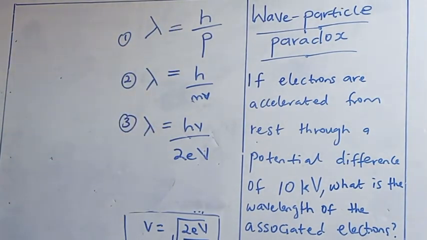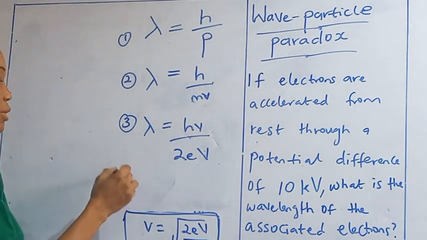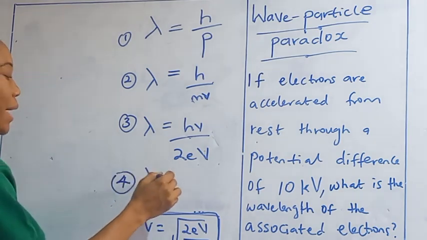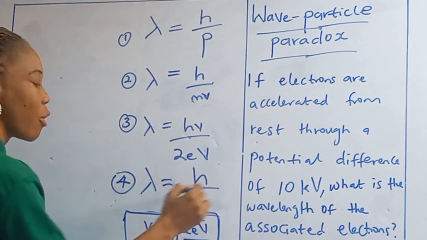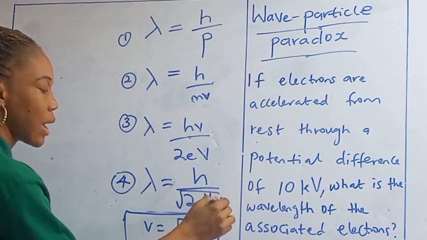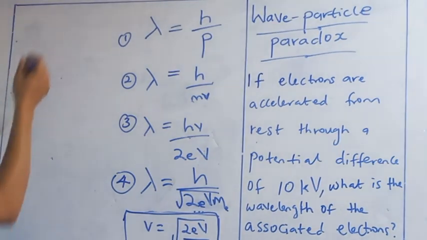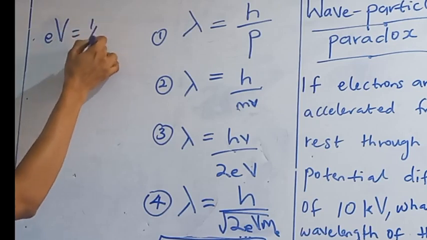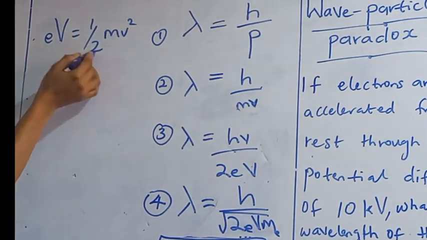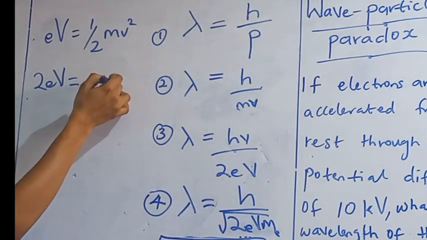Please note them. They are very, very important. Now let's bring in the third one into this, so that we'll get the number 4 formula, that lambda is equal to h upon the square root of 2 electron volts and the mass of the electron. This is the number 4 formula which we are going to derive. How do we derive that? Remember that electron volt is equal to half mv squared. So 2 cross multiply, 2 times this is equal to mv squared.